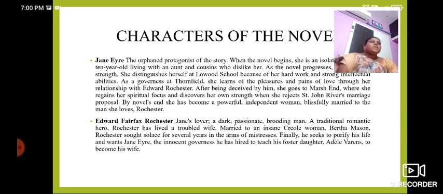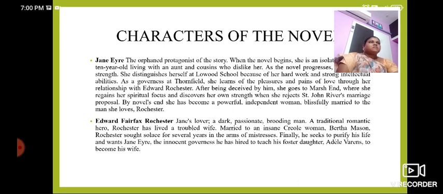Next character, Edward Fairfax Rochester. He is Jane's lover, a dark, passionate, brooding man, a traditional romantic hero. Rochester has lived a troubled life.